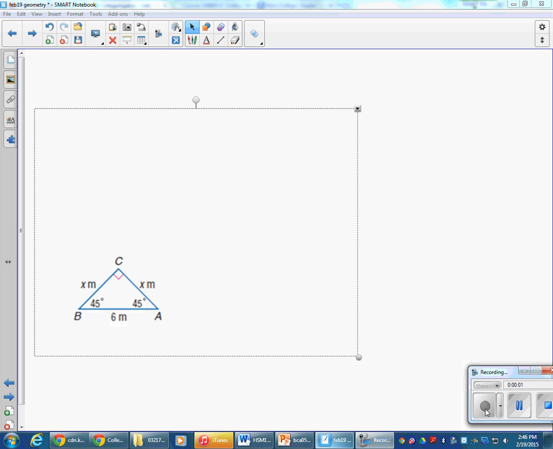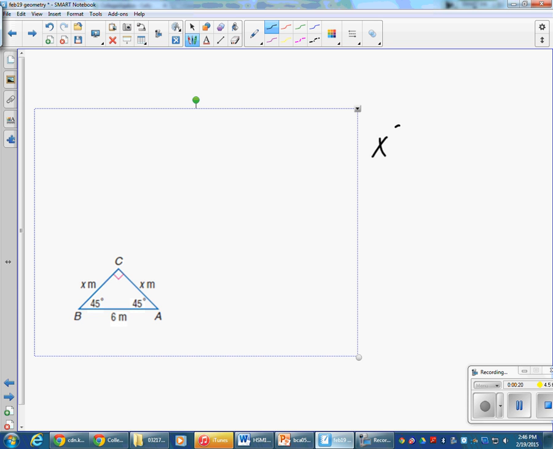Examples of these right triangles. So we're going to take a look. If you know the pattern, then you don't have to actually do the work. But if you don't know the pattern, then you can do the work. In this particular one, they tell us that the hypotenuse is 6, and then we've got to find the two legs. So I don't know what they are, but I do know that they're the same.